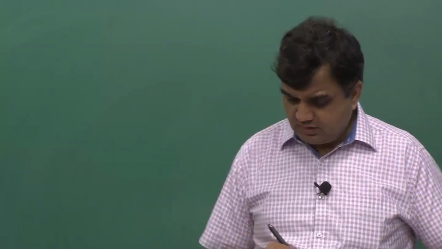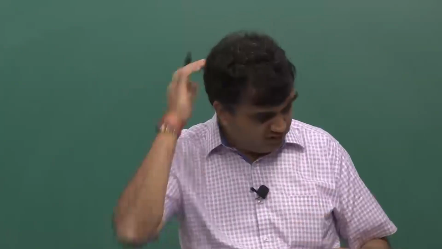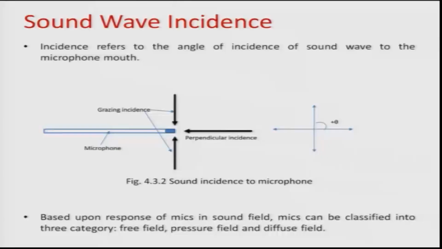The second way to classify microphones, and this is also important to understand and know, is based on what kind of fields are involved. So, what we have discussed so far are different types of microphone based on the technology which is used or the measuring principle which is used in the process of measuring sound pressure level. Another way to classify microphones is based on the incidence of sound wave. So, what does that mean? So, let us look at this picture.